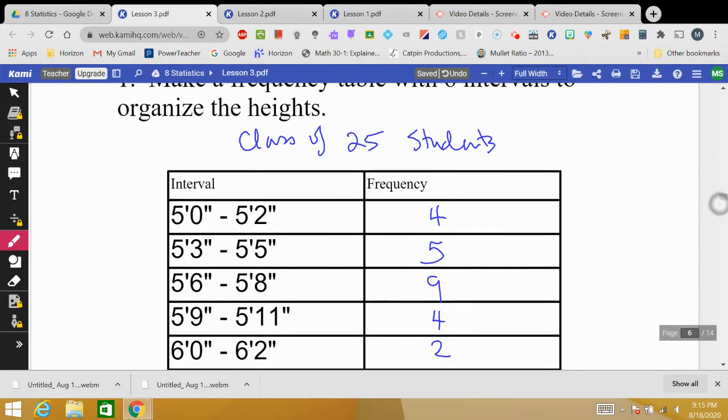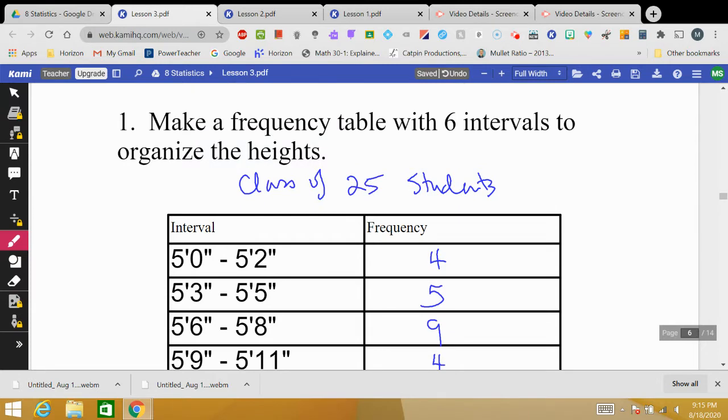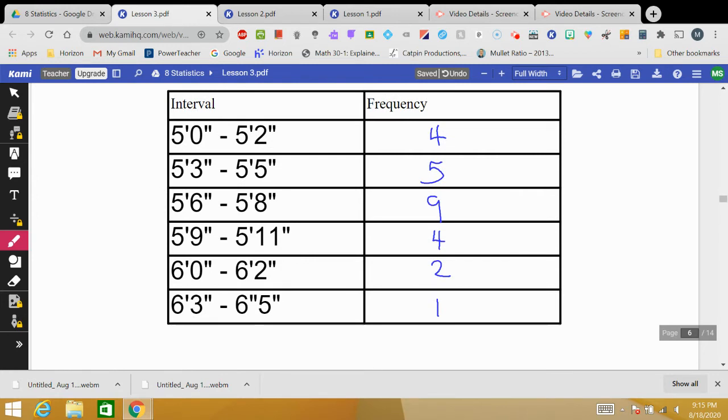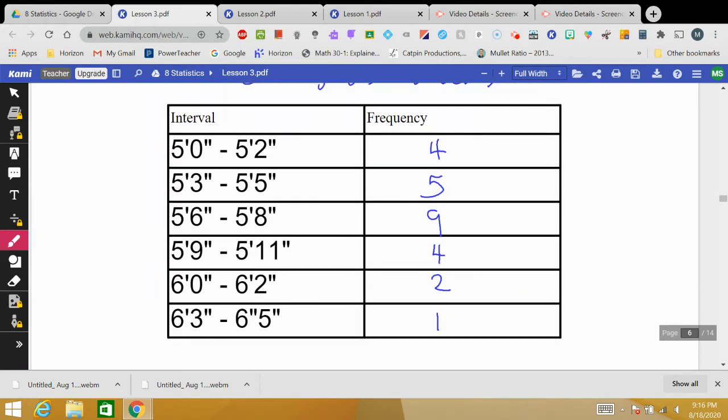So let's say we have a class of 25 students, and I have arranged those kids. I found out all their heights, so I'm going to put them into groups. So I have 4 students who are between 5'0" and 5'2". I have 5 students who are between 5'3" and 5'5". I have 9 students who are between 5'6" and 5'8". 4 students between 5'9" and 5'11". 2 students between 6 foot and 6'2", and 1 student between 6'3" and 6'5". Okay, so there's my frequency distribution.